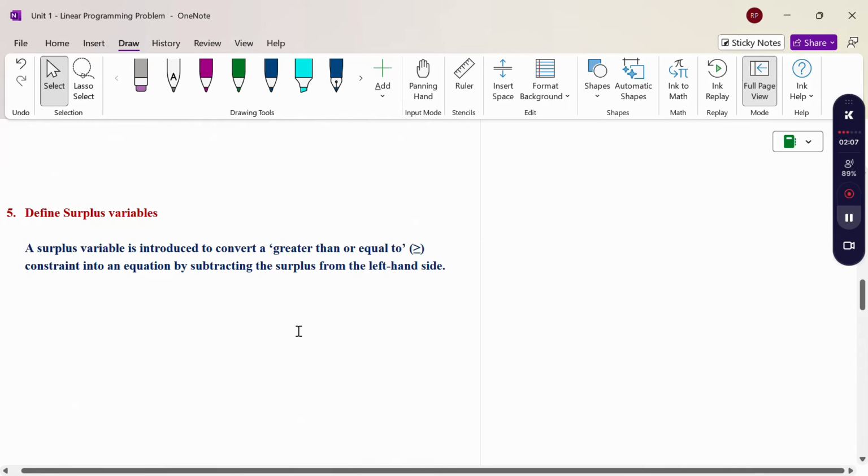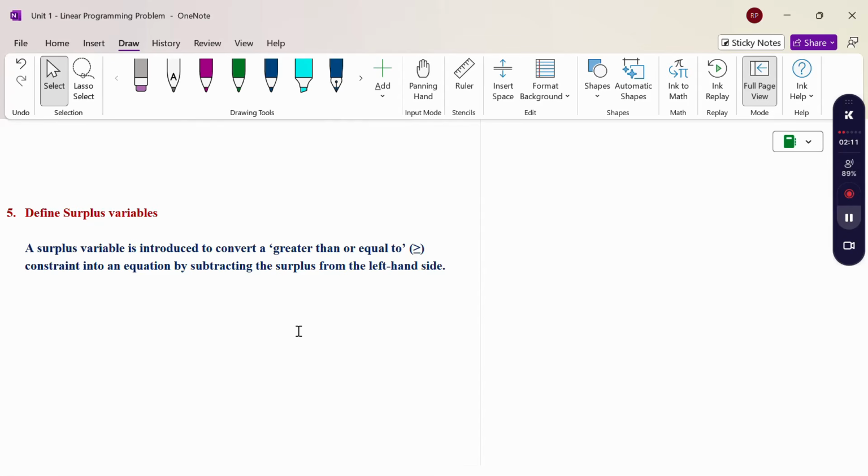Define surplus variable. A surplus variable is introduced to convert a greater than or equal to constraint into an equation by subtracting the surplus from the left hand side. So for a greater than or equal to constraint, to convert into equation form, we add minus S1, minus S2, minus S3 and so on.